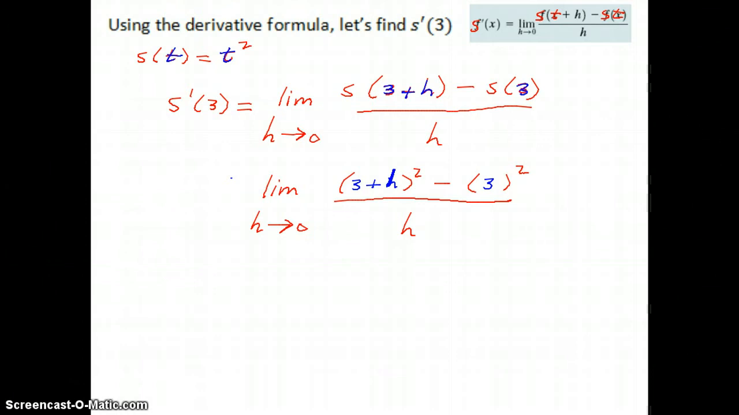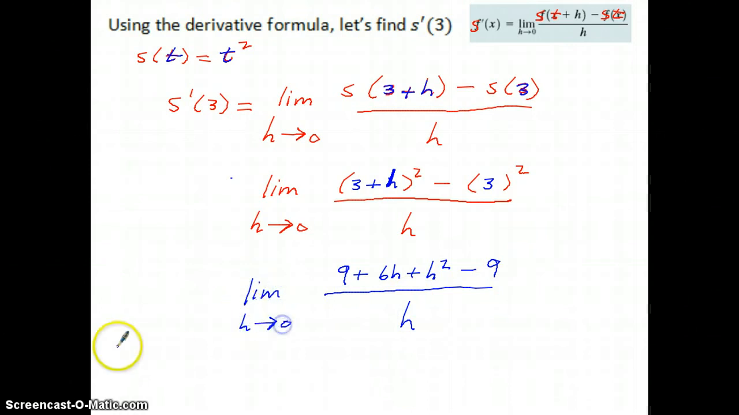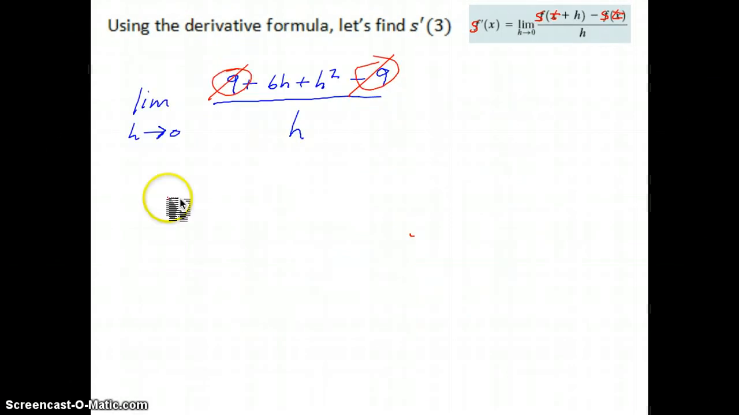And first thing I want to deal with is the 3 plus h squared. That means 3 plus h times 3 plus h, which means 9 plus 6h plus h squared. So we have 9 plus 6h plus h squared minus 9 all over h. And we're looking for what this is equal to as the limit of h goes to 0. Let's go ahead and simplify some things here. The 9s will cross each other off. 9 minus 9 crosses off. And I'm going to pause and erase some things, and we'll simplify from there.